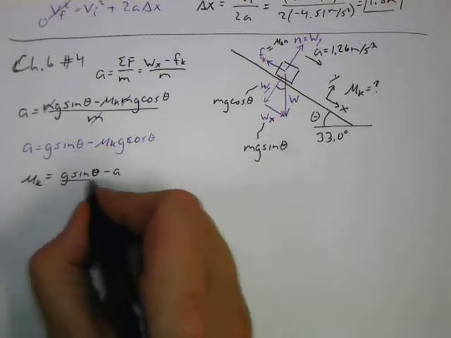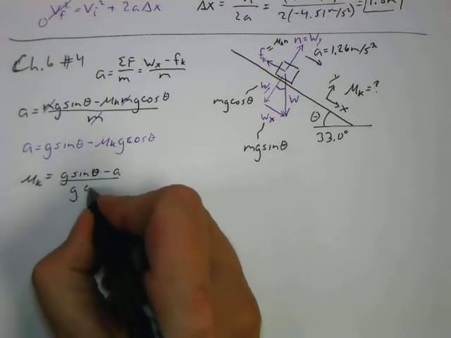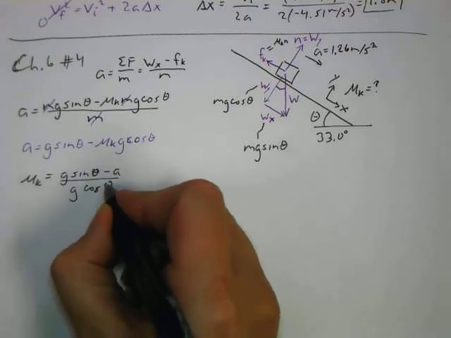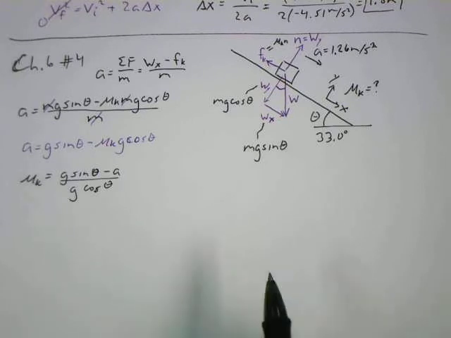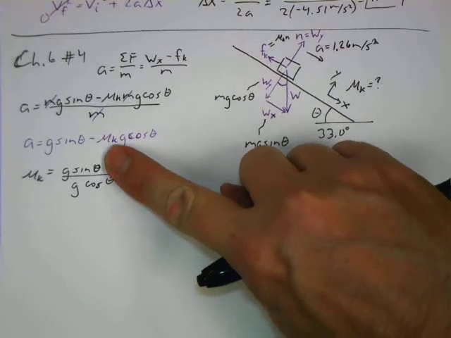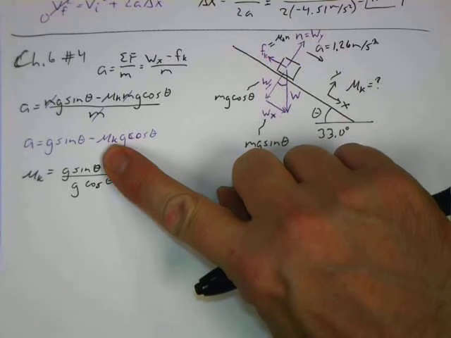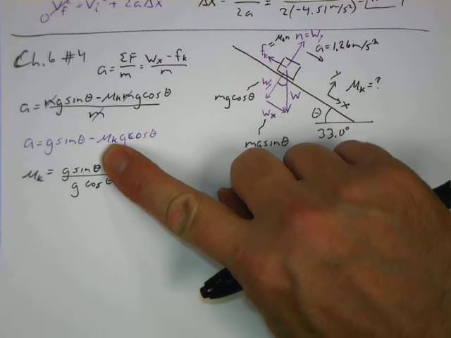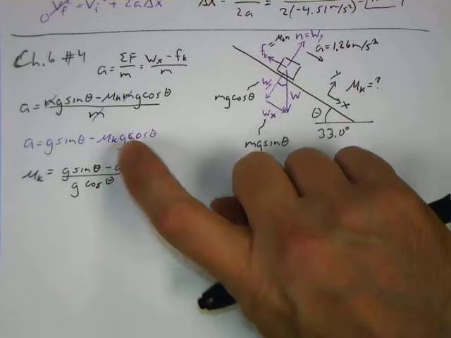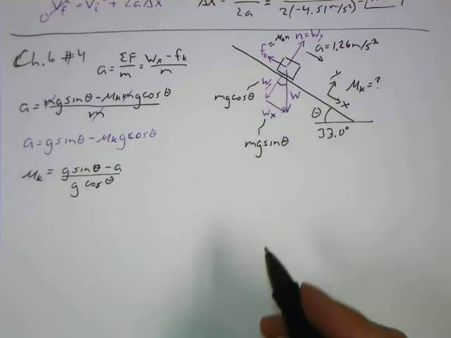divided by g cosine theta. Now, I'm not going to bother reducing this one, but we should already see that if I didn't have this acceleration over here, if this thing was sliding down at a constant velocity, my g's would cancel out and I'd have sine over cosine, which is of course just equal to the tangent of theta. When something slides down a ramp without accelerating and all the forces are in balance, it's very simple to find the coefficient of kinetic friction. When it does accelerate, you get a slightly uglier formula.